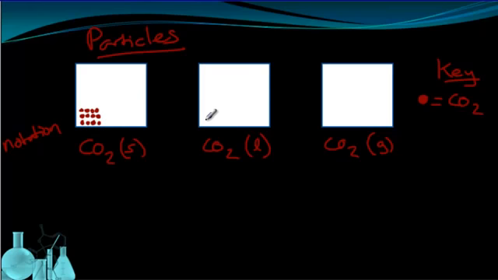If I go to the liquid, the particles are going to be close to each other, like the solid. But these particles are a little bit more spread out. They're not all over the place. They're still near each other, but they're more spread out. And in the gas, now we have carbon dioxide gas particles. These guys are going to be all over the place.